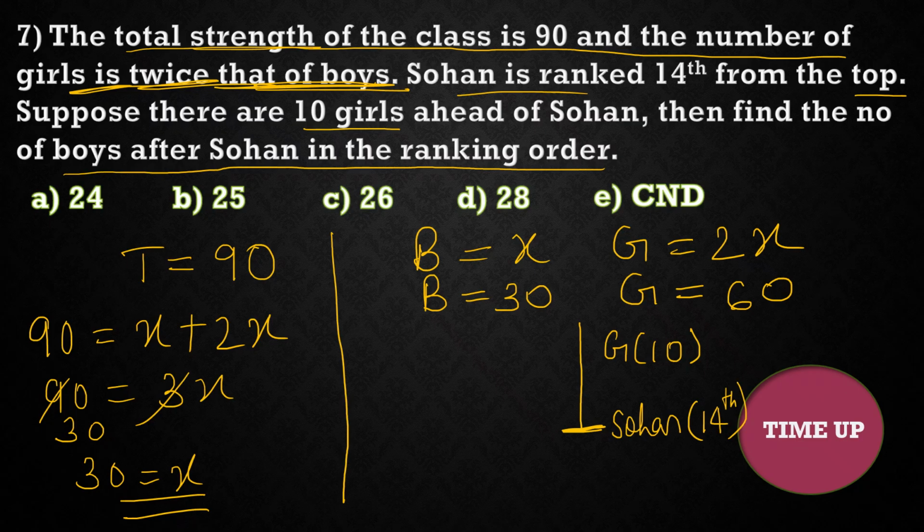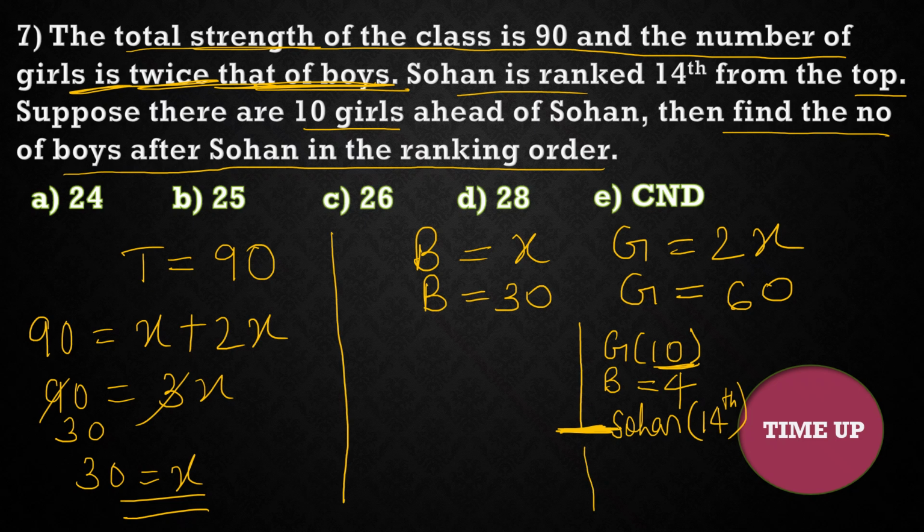So see, Sohan is ranked 14. Before him, or ahead of him, 10 girls are there. So boys will be how much? 14 minus 10 you do. That will be 4 boys. Correct? Ahead of Sohan. Now what they have said is, find the number of boys after Sohan in the ranking order. So after Sohan, how many boys are there?